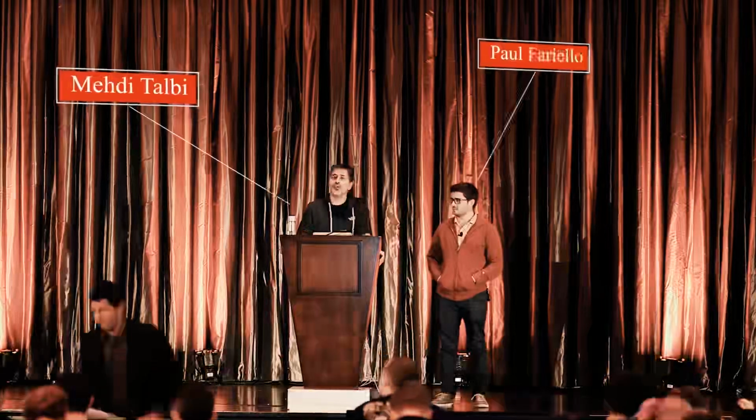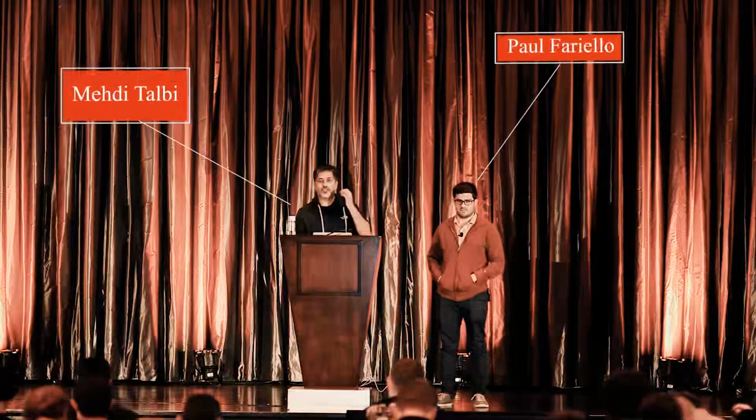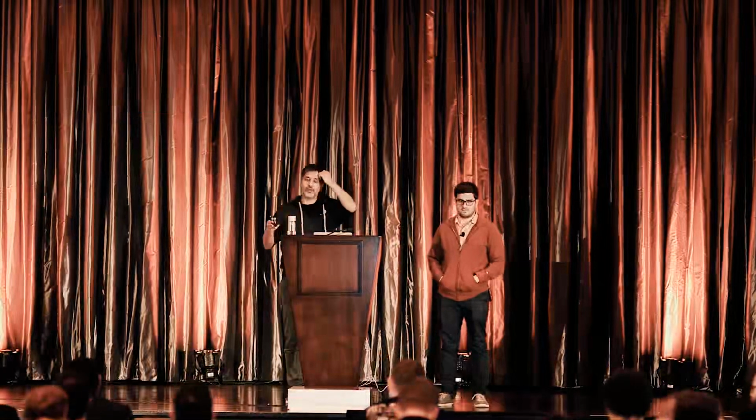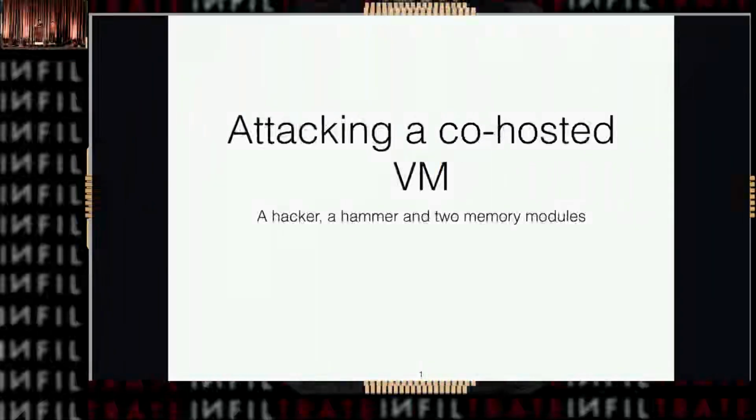So thank you for joining our presentation. In this talk, Paul and I will present how we have exploited the Rowhammer bug to authenticate on a victim VM from a co-hosted attacker VM by flipping a single bit.